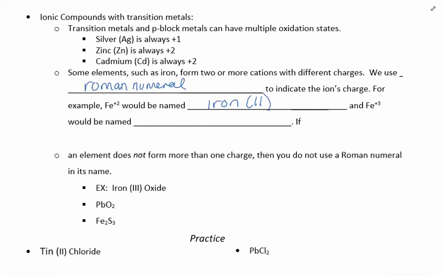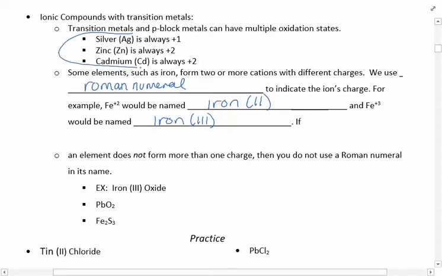And then Fe+3 would be named iron(III). So, Roman numerals. If an element does not form more than one charge, then you don't use the Roman numeral. But those are the three that we're going to be sticking with, the ones right up here that do not get Roman numerals. Silver, cadmium, and zinc do not get Roman numerals.